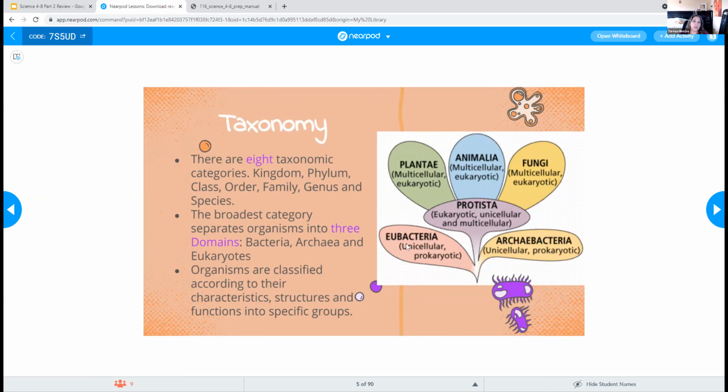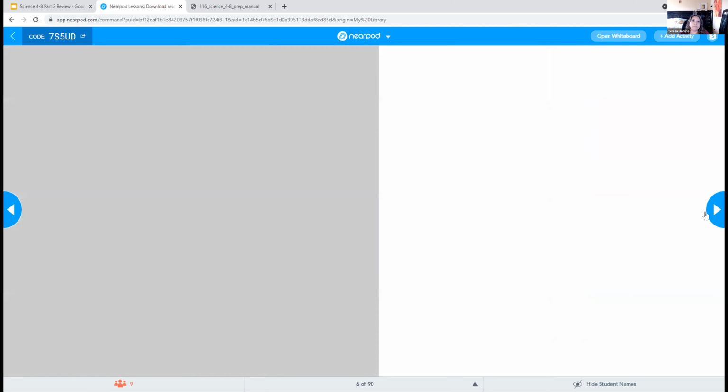And then your prokaryotes are going to be your eubacteria and your archaebacteria. Again, we're thinking really simple cells, really, really small cells. They're both unicellular, both prokaryotic. And the difference between eubacteria and archaebacteria: when I see archae, I think ancient. So those are your ancient types of bacteria that live in really extreme environments, like in volcanoes or in vents at the bottom of the ocean. Okay, so that's our main kingdoms there.